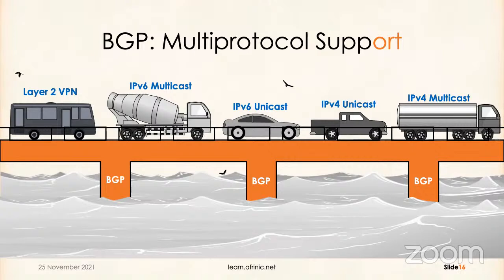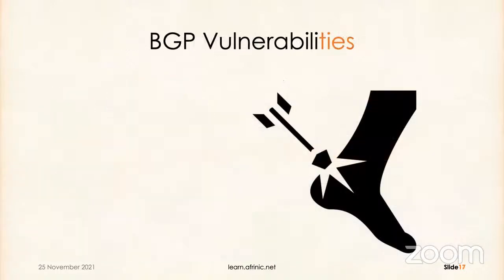So that's all fine and dandy. BGP is the de facto routing protocol used on the internet. But BGP does have its vulnerabilities. There are quite a number of them, but we're going to focus mainly on a particular one today. Still, we're going to highlight a few of them so you get the idea. So the first one is TCP related. BGP runs on TCP port 179. Hence, it is susceptible to TCP related attacks.